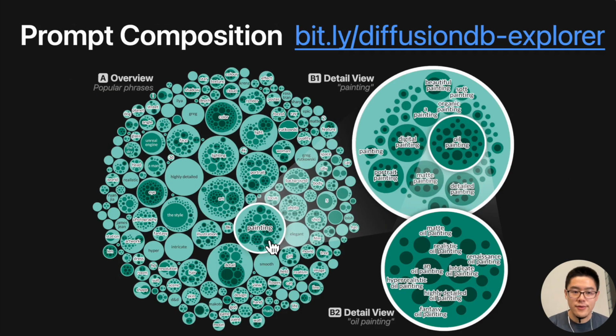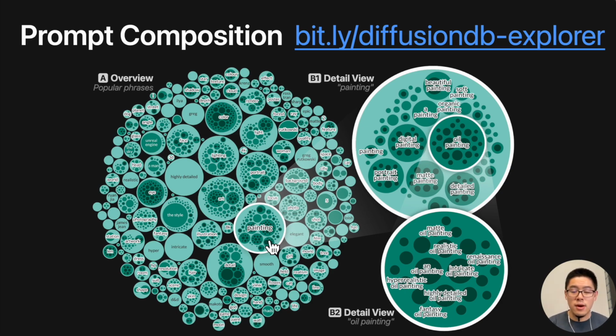We also studied the composition of different prompts, so we introduced a circle pattern visualization to see some popular phrases. For example, here we can see how users use different categories under painting, such as painting, oil painting, realistic oil painting, matte oil painting, to highlight and guide the model to generate the artistic style they want. You can also visit the link in the slides to try out the tool in your browser.